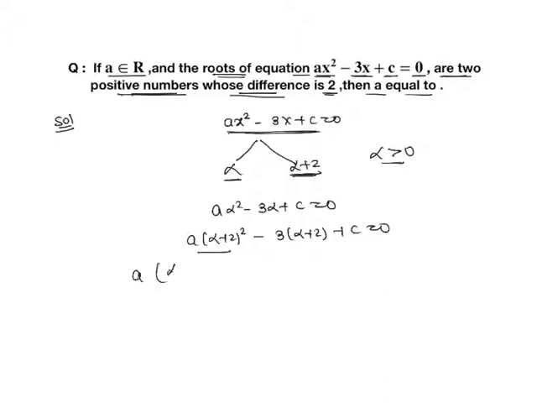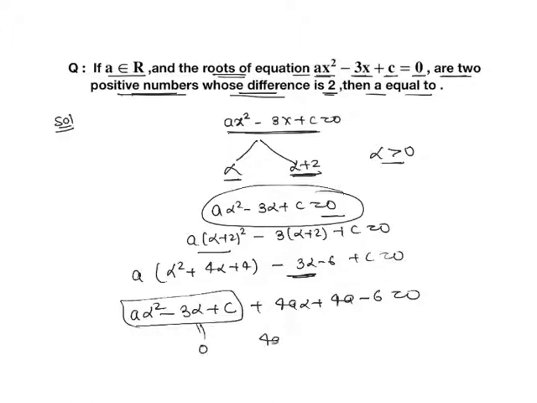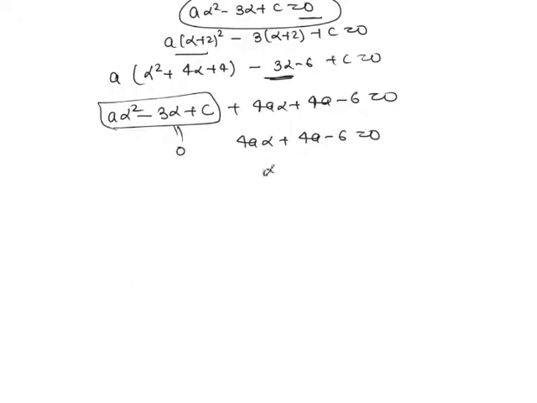Now we'll open this one. We'll get a into alpha square plus 4 alpha plus 4 minus 3 alpha minus 6 plus c equals to 0. So we'll get here a alpha square minus 3 alpha plus c plus 4a alpha plus 4a minus 6 equals to 0. Now given is a alpha square minus 3 alpha plus c equals to 0, so this term will be 0. We'll get 4a alpha plus 4a minus 6 equals to 0. So from here we'll get alpha equals to 6 minus 4a divided by 4a.